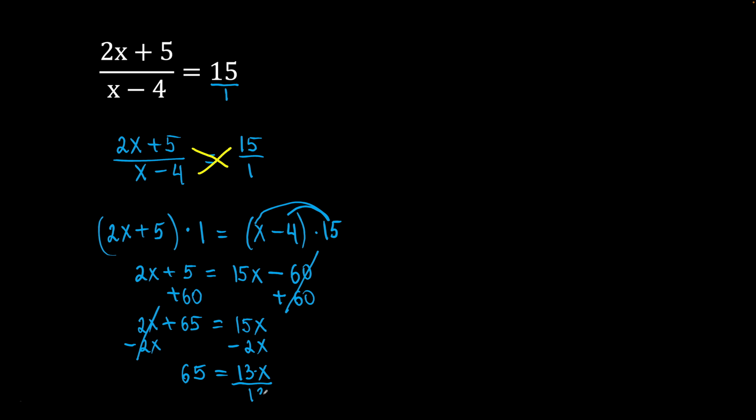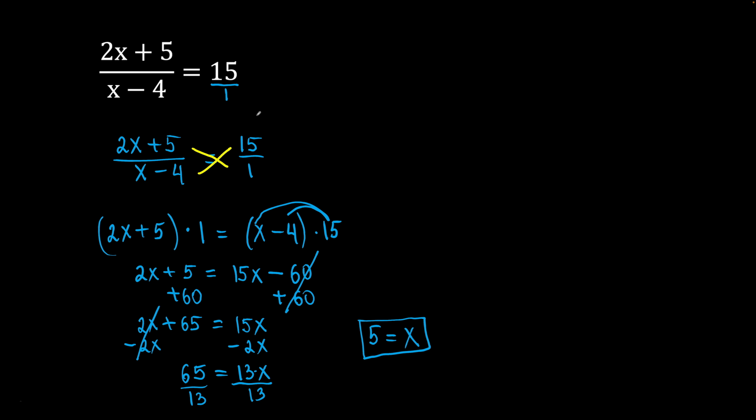We divide both sides by 13. See? Very good. So 65 divided by 13 is 5. And on the right side, 13x divided by 13 is 1x, or just x. So we got the same solution, x equals 5. But this way, we used the proportion way to solve this equation.